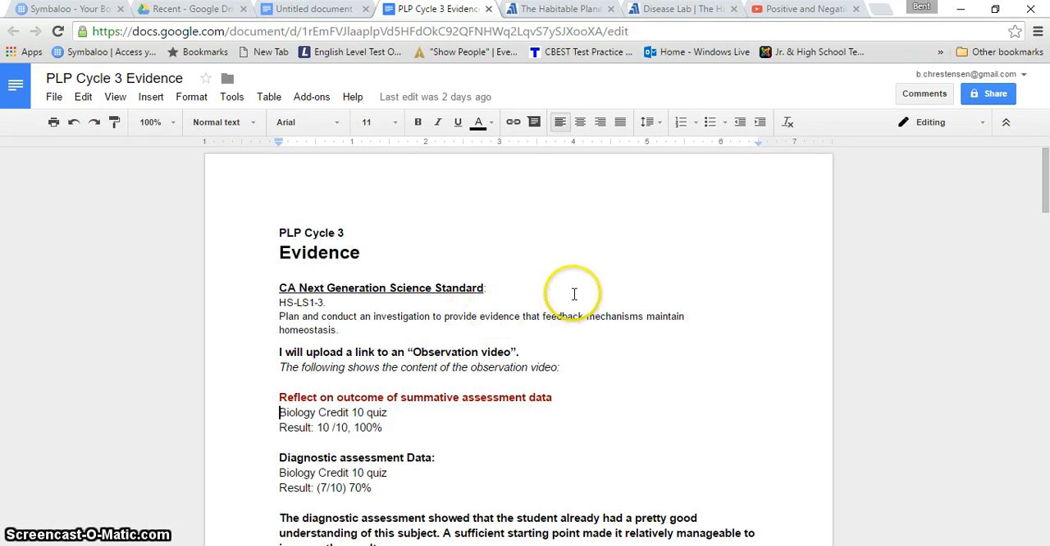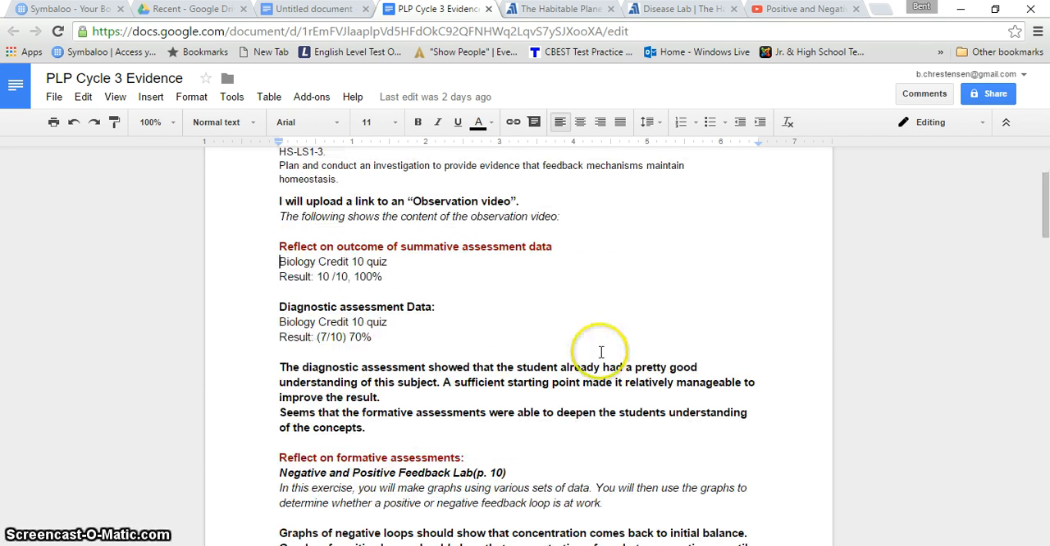So in my learning plan, I was planning for my student to learn something about loops. It was the Next Generation Science Standard: plan and conduct an investigation to provide evidence that feedback mechanisms maintain homeostasis. My diagnostic assessment showed a pretty good result before starting this. The student had 70% right.